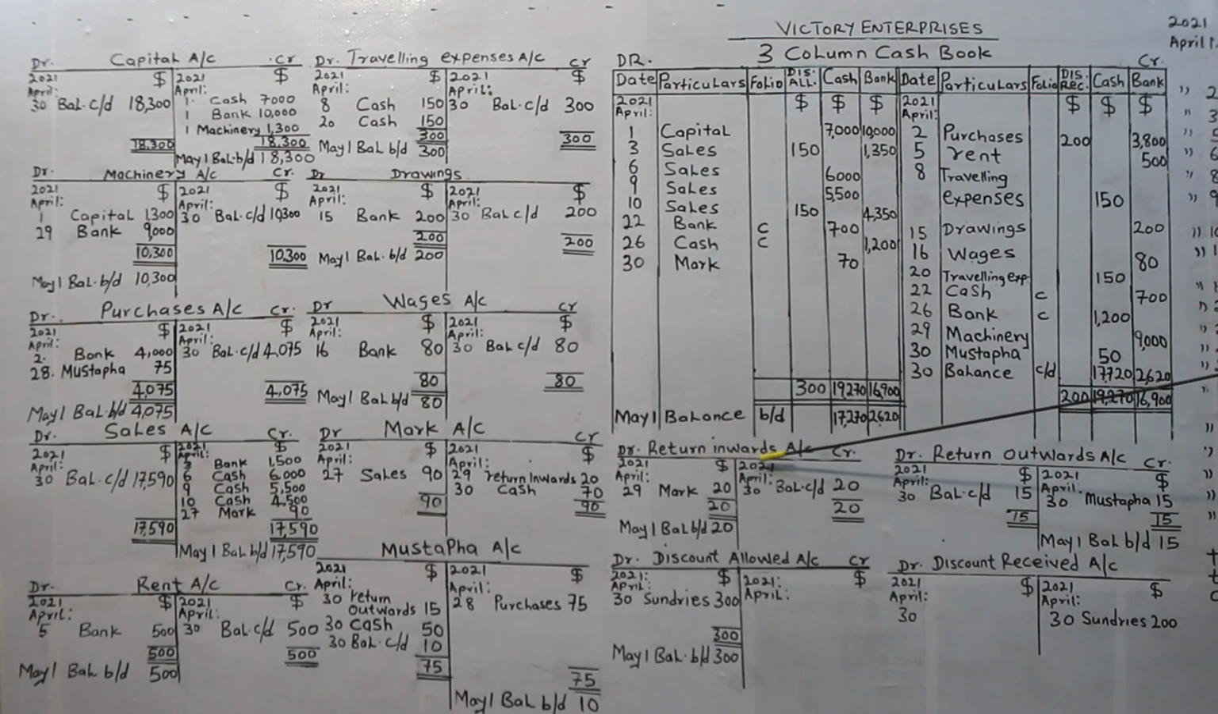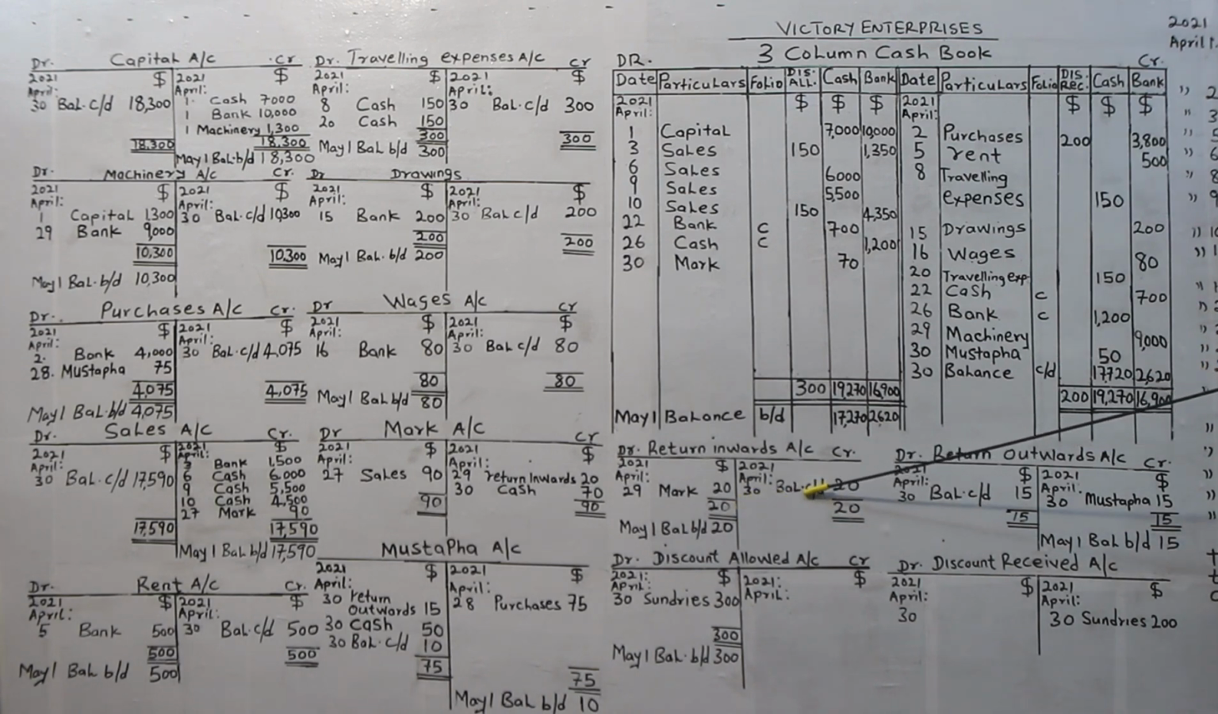The return inwards account, or the sales returns account, recognized $20 goods returned by Mark and received, and has been debited. And that is all it received at the end of the period. So we bring the $20 down here and close, and this $20 becomes the balance carried down for 30th April 2021. The $20 is brought down, closed in the same line with this.